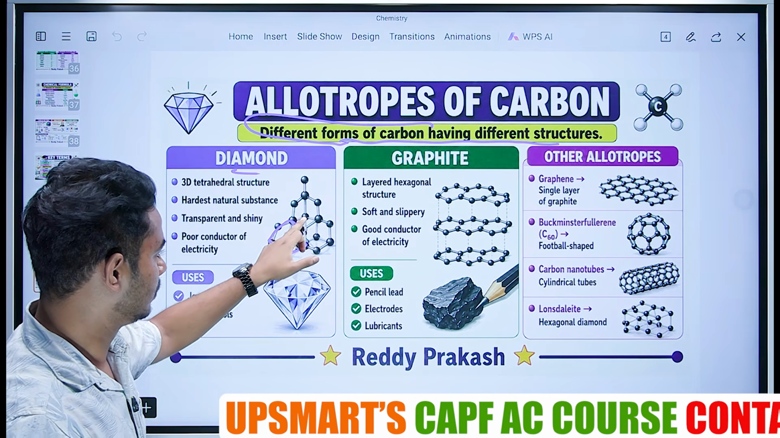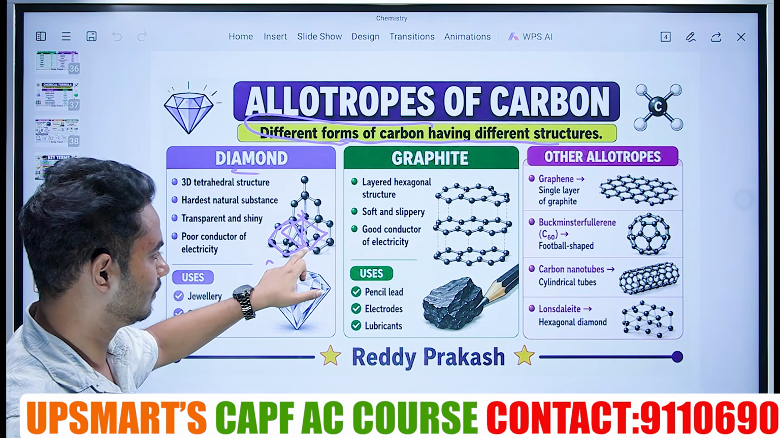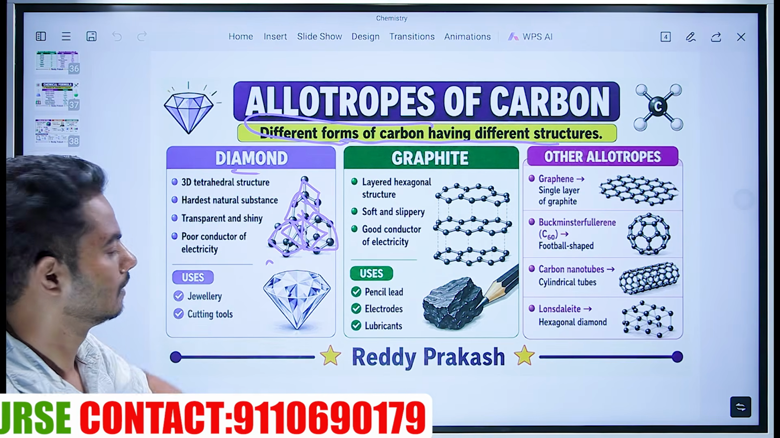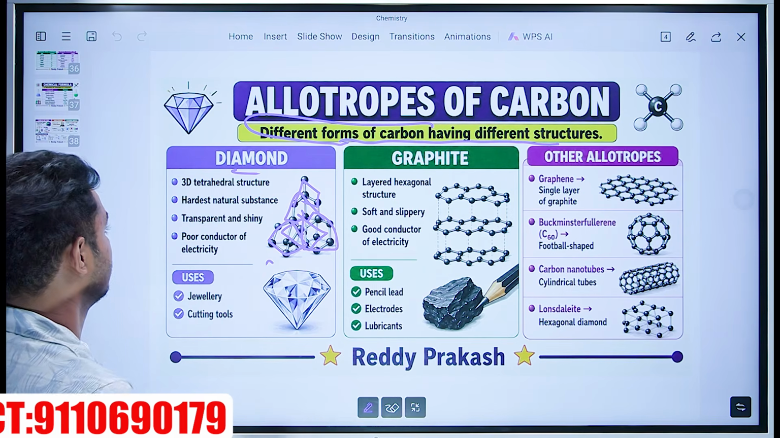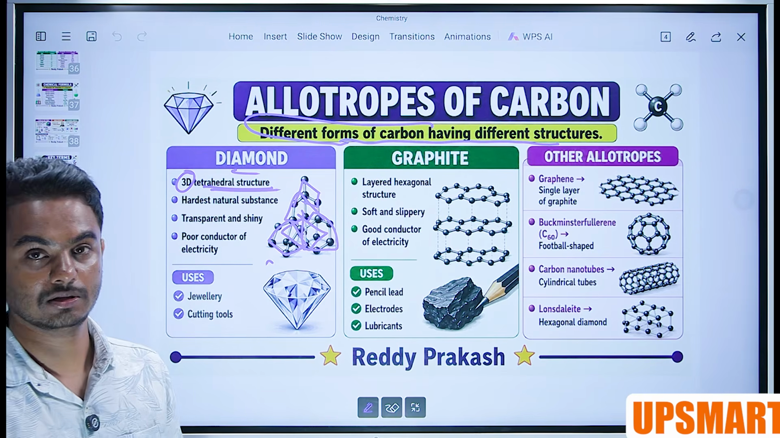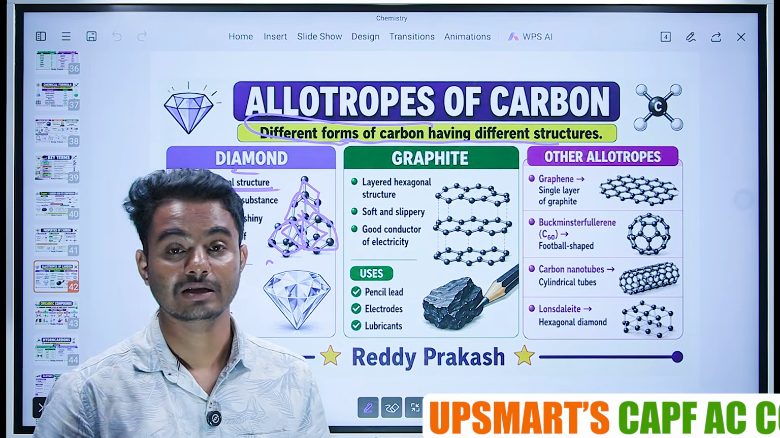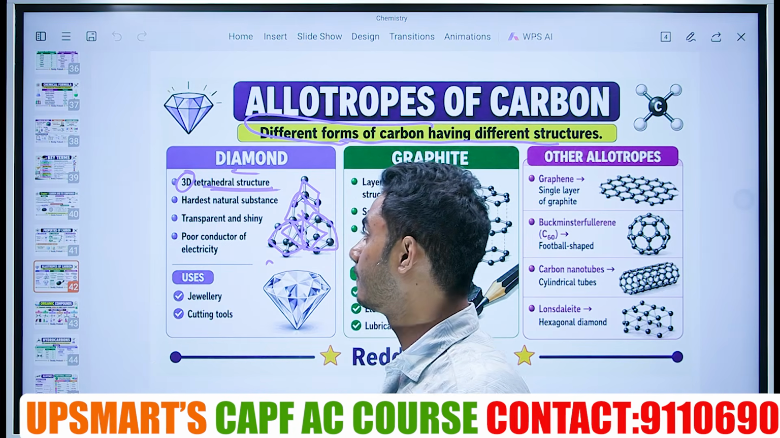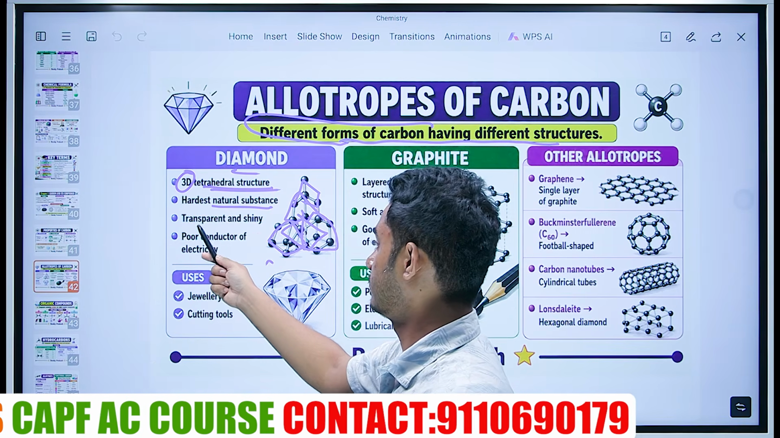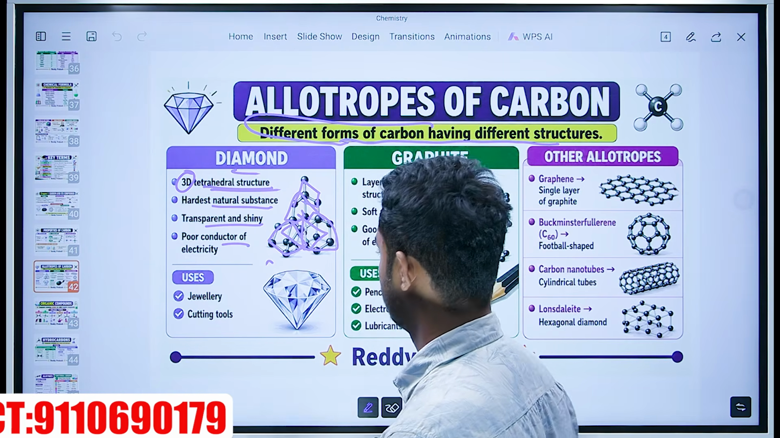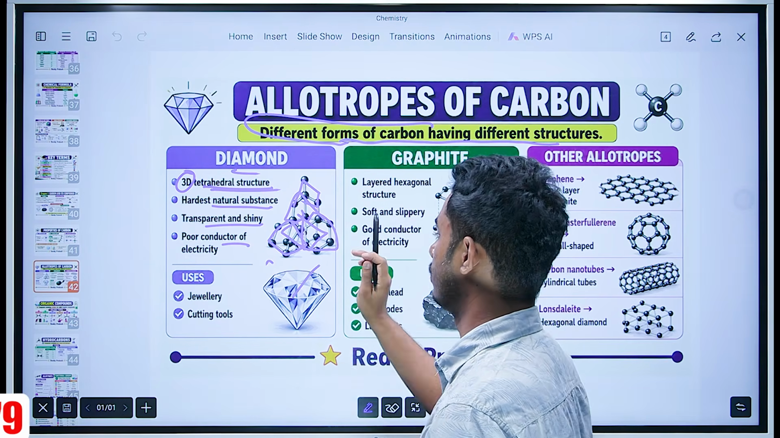Now you can see the rings of diamond if you observe the arrangement of diamond. It will be in a 3D tetrahedral structure. This can be asked. The structure of diamond is a 3D tetrahedral structure. Remember the name. Hardest natural substance, transparent and shiny, poor conductor. All this we know. Jewelry, cutting tools and all we know.